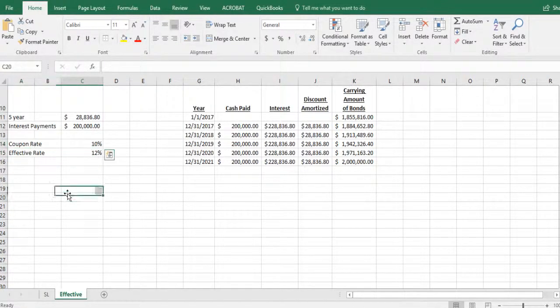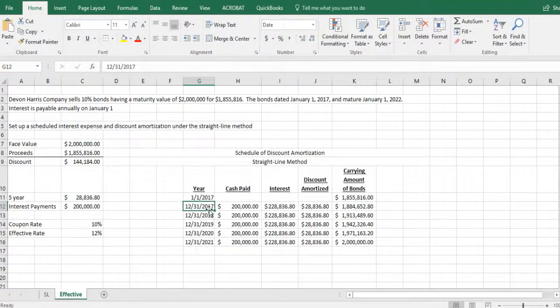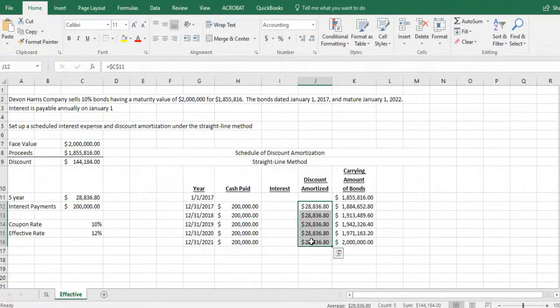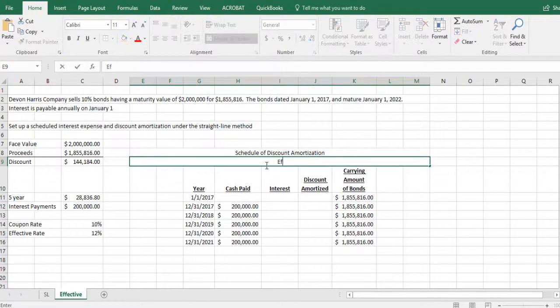Our cash is always going to be the same, right? Our interest expense will not. That's going to change under effective interest, as will our discount amortization. Our carrying value starts the same. That's the proceeds that we received. So we start off with the same thing. We're going to change this to effective interest method for 12%.